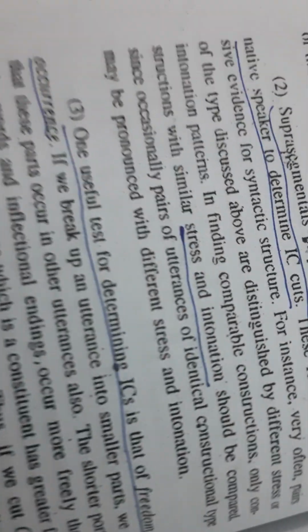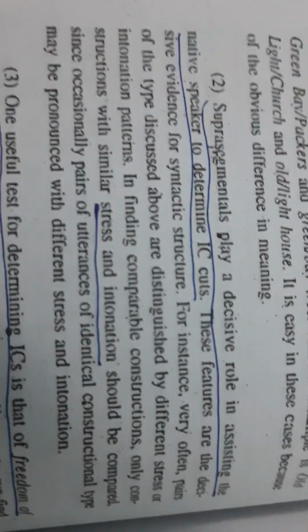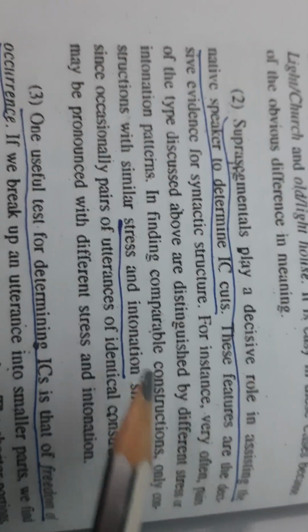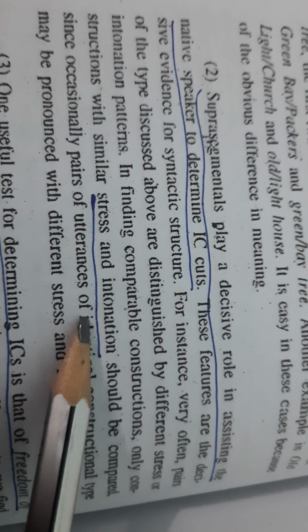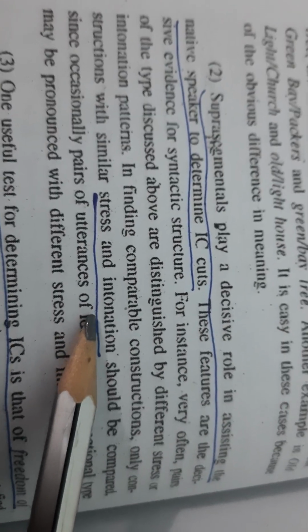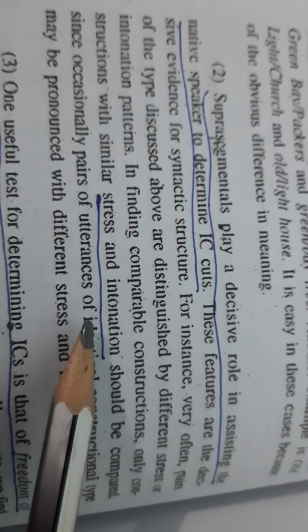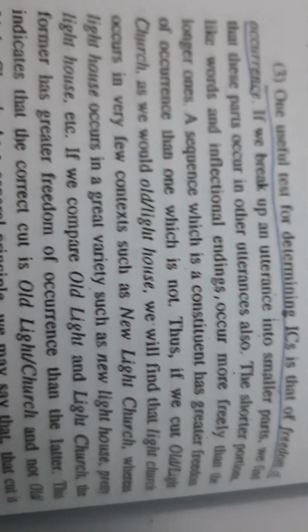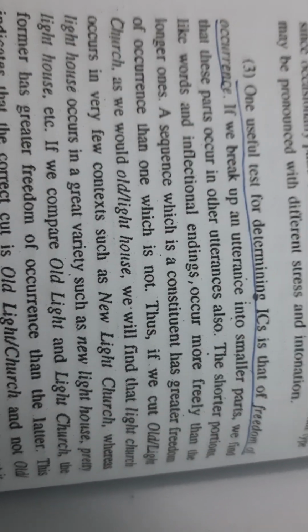And the second one is suprasegmentals. Suprasegmentals, as you have already done, are nothing but stress and intonation patterns. Depending on where the stress and intonation pattern comes in the particular sentence, you can get the hint for the division, where the cut has to come. The third one is that of freedom of occurrence.